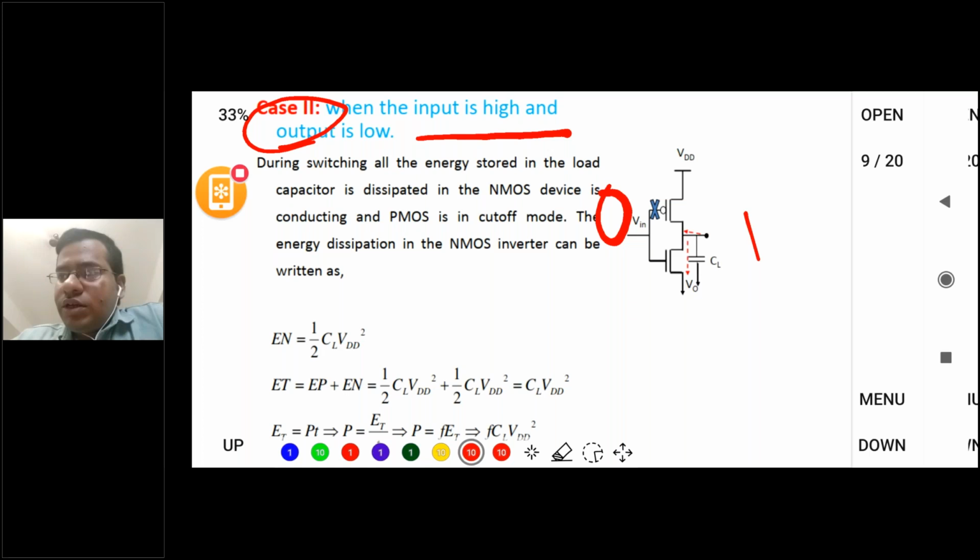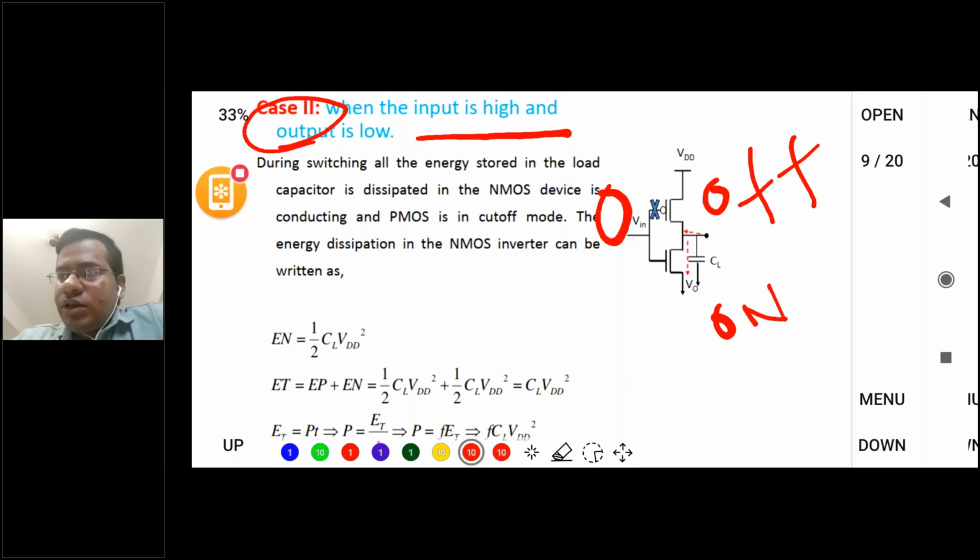First we analyze the transistor behavior. If the input logic is 1, that means your PMOS is off, and your NMOS transistor is on. This time your PMOS is off, but in case 1, your PMOS is on.